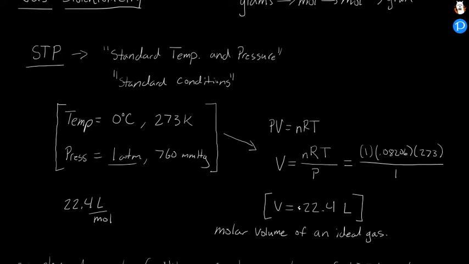Again, this only works if you've got a gas that's at 273 Kelvin and 1 atmosphere of pressure. So at standard conditions, that's what this is. If it's not at standard conditions, then this doesn't hold true. But if I have something at standard conditions, I can assume that that gas has this molar volume no matter the gas that I'm dealing with.